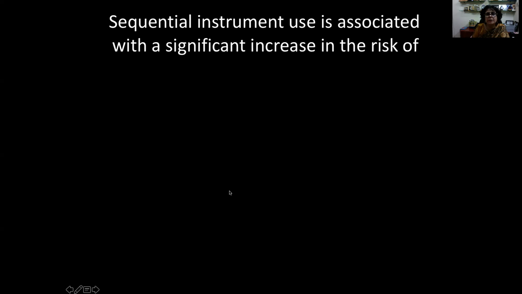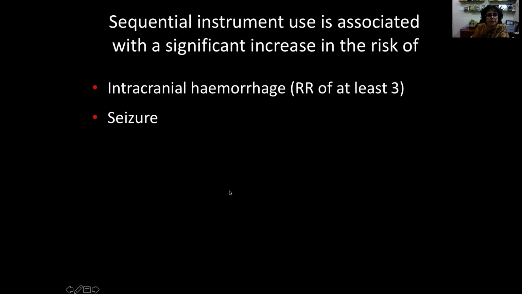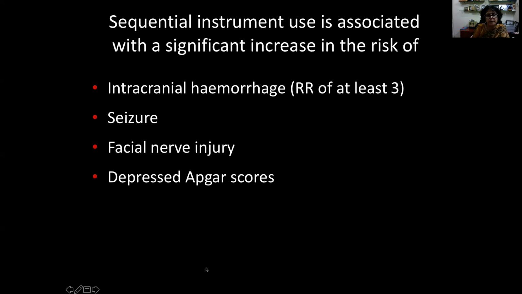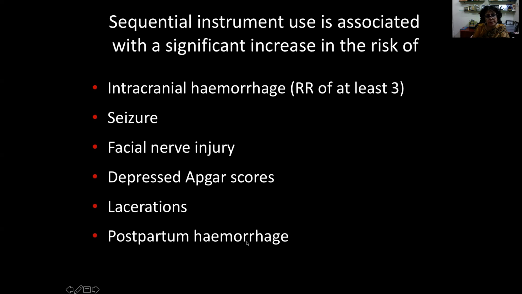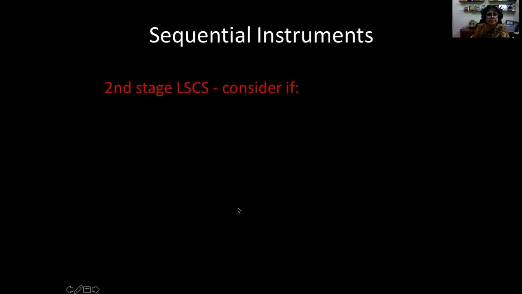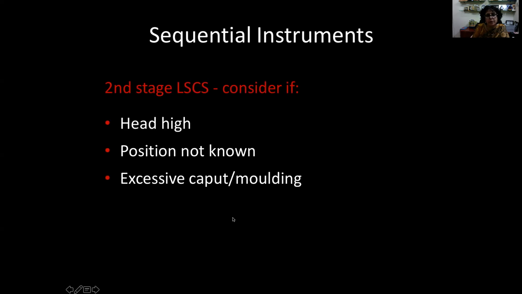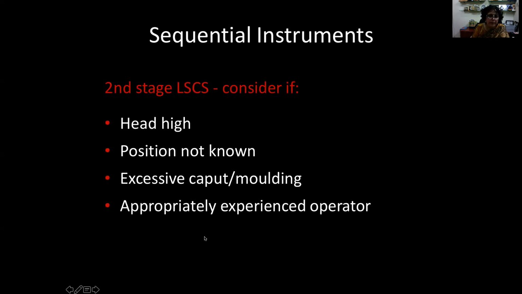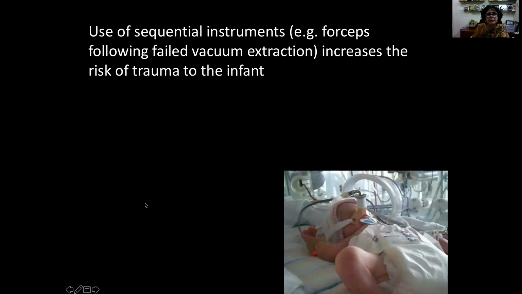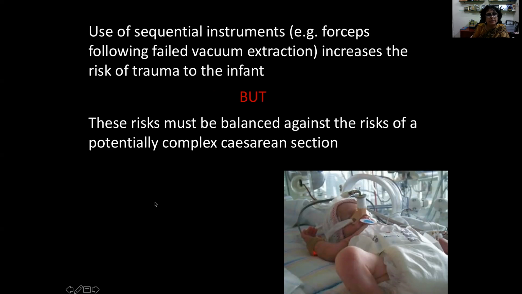Sequential instrument use is associated with a significantly increased risk of intracranial hemorrhage, seizures, facial nerve palsy, depressed Apgar score, laceration, and postpartum hemorrhage. Consider second stage LSCS if the head is high, the position is not known, there is excessive caput, and an appropriately experienced operator is available. So many things with the sequential use. After a failed vacuum, its use is not good, but this must be balanced against the risk of a potentially complex cesarean section.